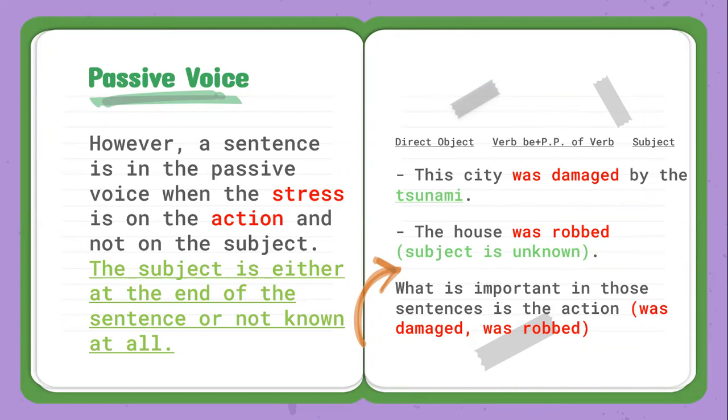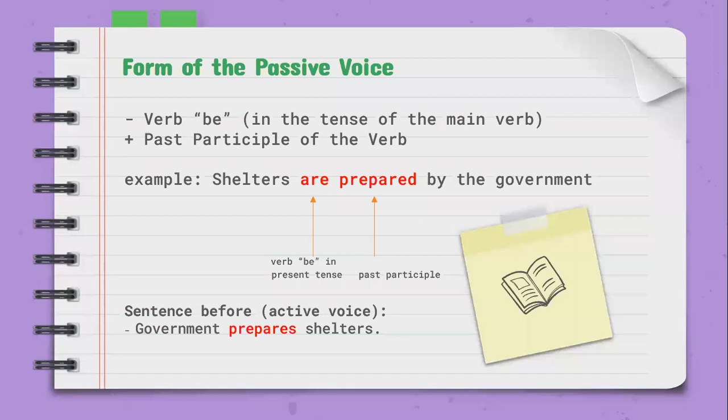Okay, my focus is not on who robbed that house, but on the fact that that house got robbed, you know, so my focus is on the action here and here. So the city was damaged or the house was robbed, you know, that's why. So that was an introduction to the active voice and passive voice.